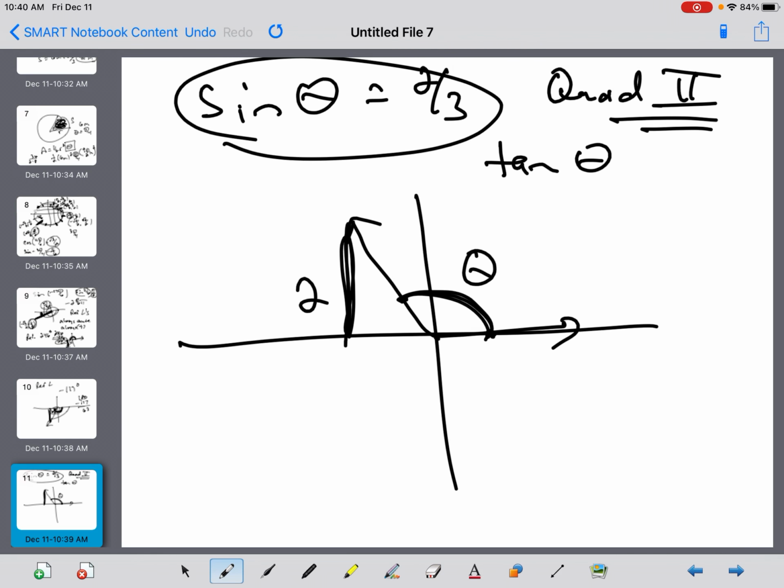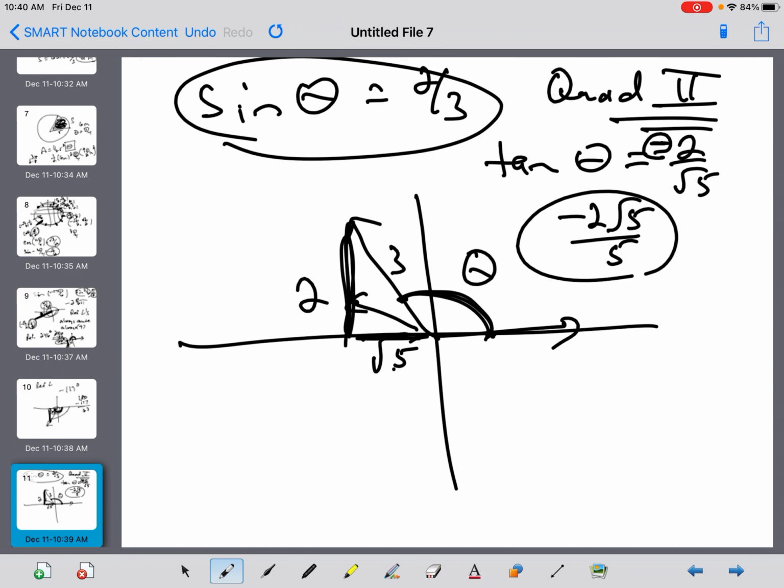Okay, so sine is opposite over hypotenuse. So to find this side right here, 9 subtract 4, this is going to be root 5. All right, so now find the tangent. The tangent would be 2 over root 5, opposite over adjacent. Quadrant 2, I have to remember to put the negative. This answer I could probably rewrite as negative 2 root 5 over 5 to get the best answer. What if they asked you for the cosecant? Well, cosecant's reciprocal, so we just simply get 3/2.